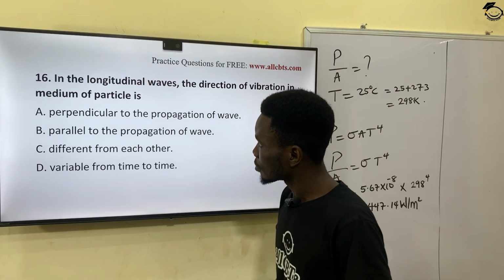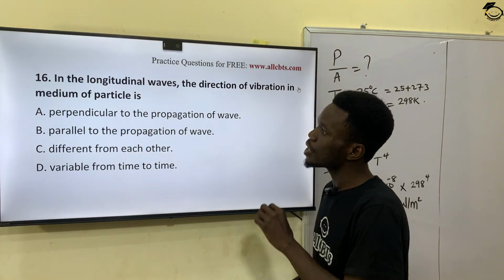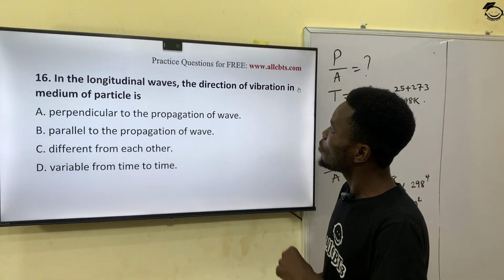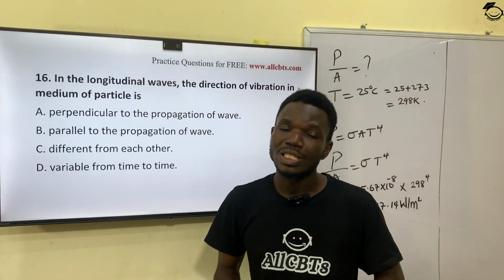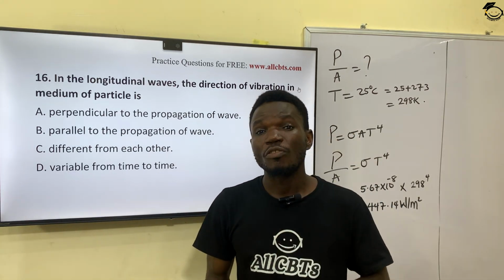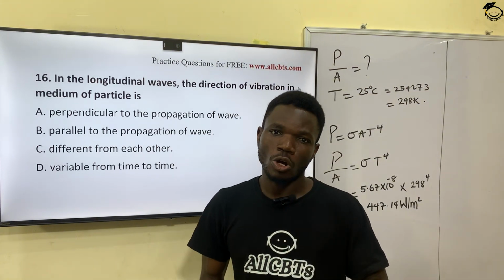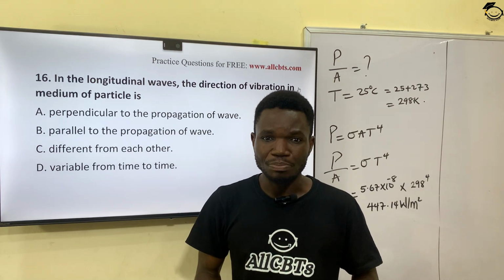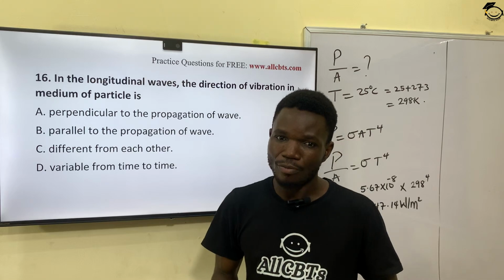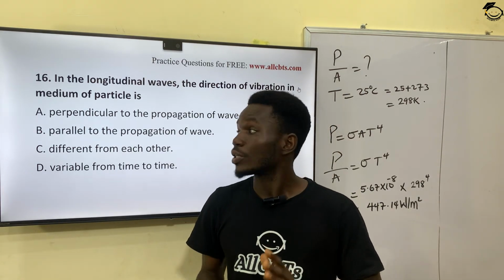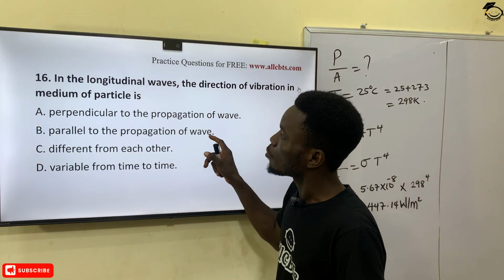It says, in longitudinal waves, the direction of vibration in medium of particle is that. The direction of vibration of the medium particles in a longitudinal wave is parallel to the direction of wave propagation. What does this mean? It means that both the particles and the wave travel in the same direction. So they are moving in the same direction. So the correct answer is parallel to the propagation of the wave, which is option B.